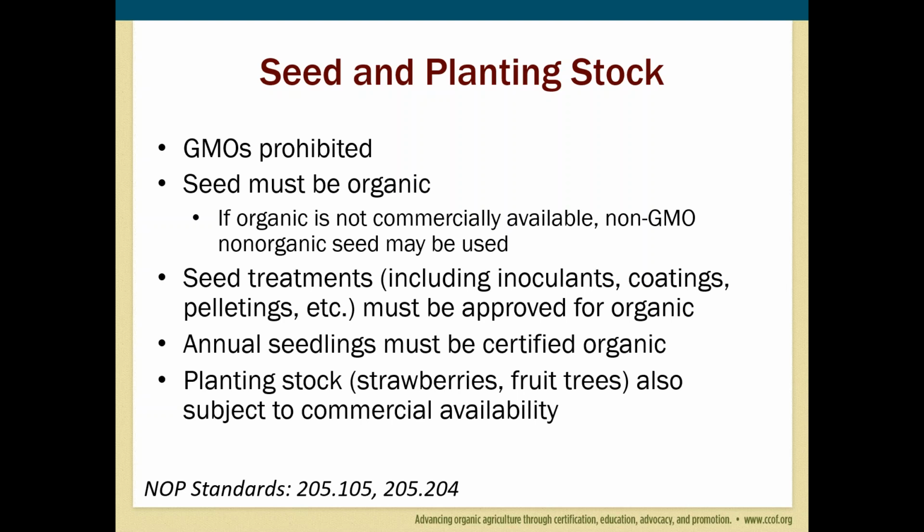So secondly, organic seed is required unless you have searched with a variety of sources that are known to carry organic seed and find that there is no organic seed available that meets your needs. And this is what is referred to as a commercial availability search. If organic is commercially unavailable and you've established that by doing a thorough search of multiple sources, and you don't find any organic seed that meets your needs, then non-organic seed can be used. But again, it must be non-GMO.